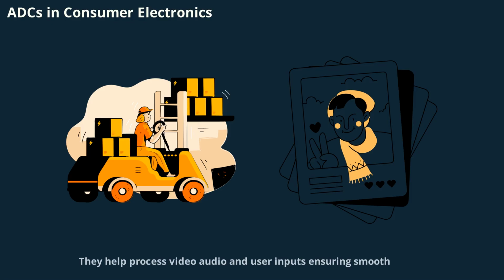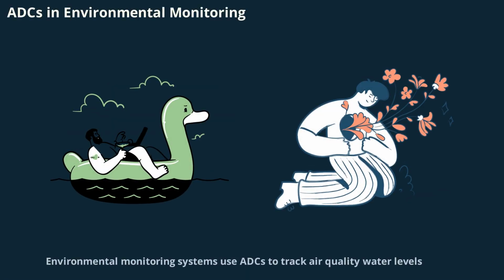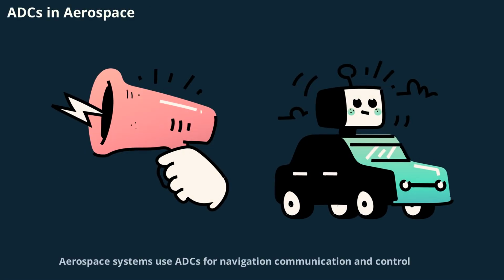They help process video, audio, and user inputs, ensuring smooth, responsive experiences for users everywhere. Environmental monitoring systems use ADCs to track air quality, water levels, and weather conditions. These systems help keep communities safe and informed, providing critical data for decision makers and researchers. Aerospace systems use ADCs for navigation, communication, and control. High-reliability ADCs are essential for aircraft and spacecraft where performance and safety are paramount.